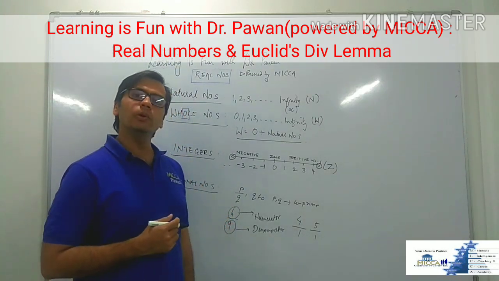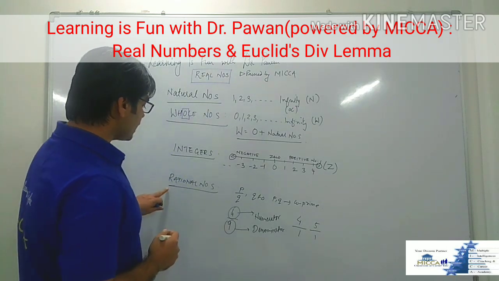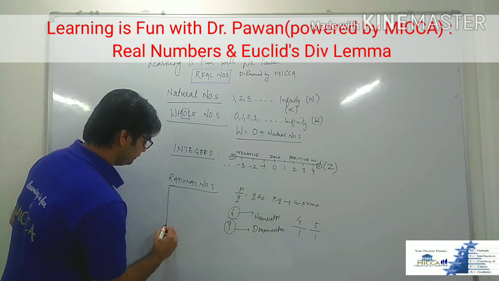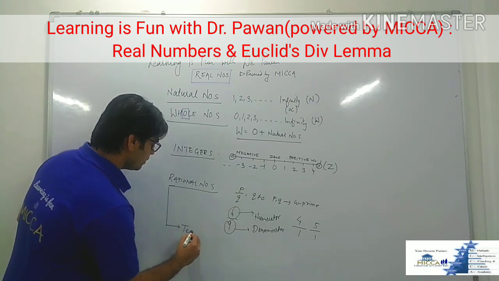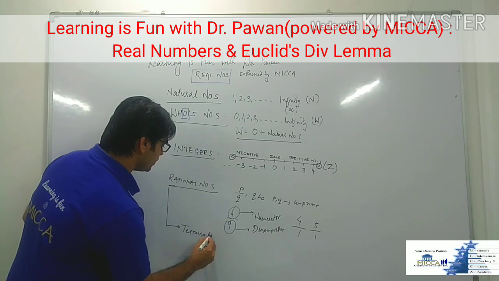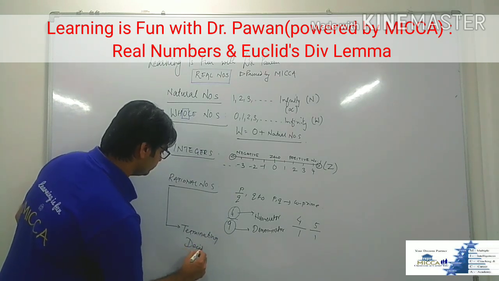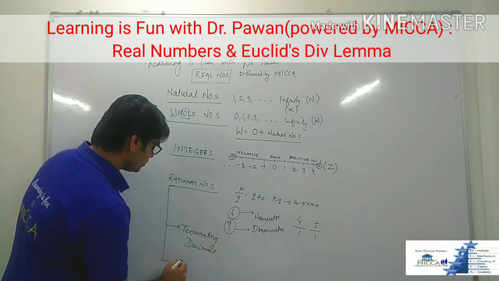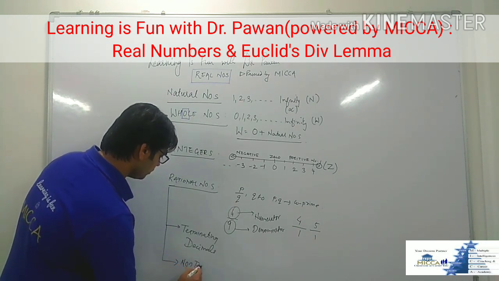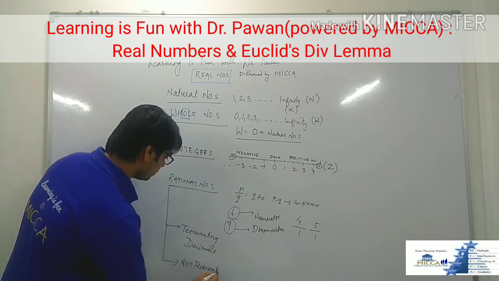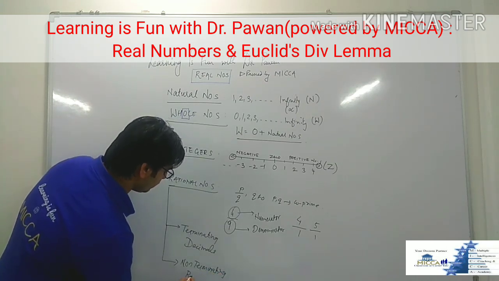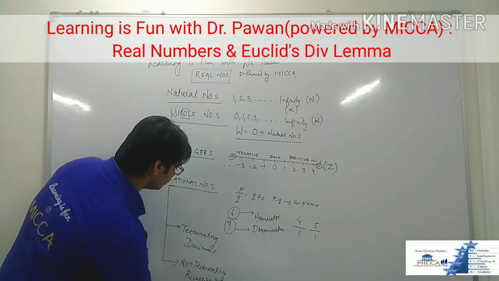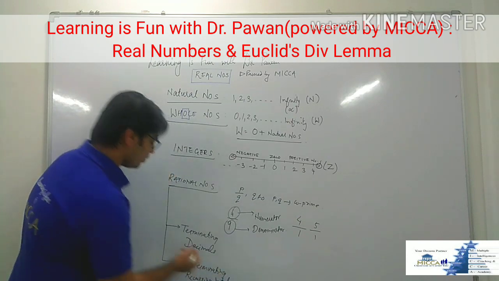There's one more way of looking at it. Rational numbers are also all those numbers which are having terminating decimals. Okay? If they are non-terminating, then they are recurring in nature. What do I mean by this?